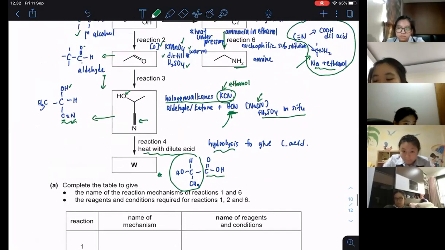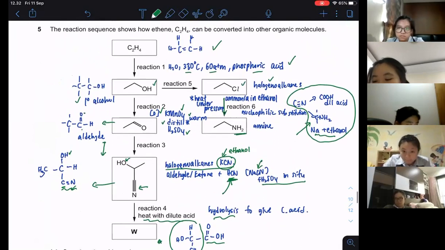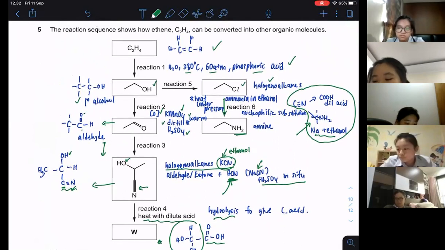Reaction 1, what is the name of the mechanism? Now reaction 1, you are trying to add H and OH. What is the mechanism over here?